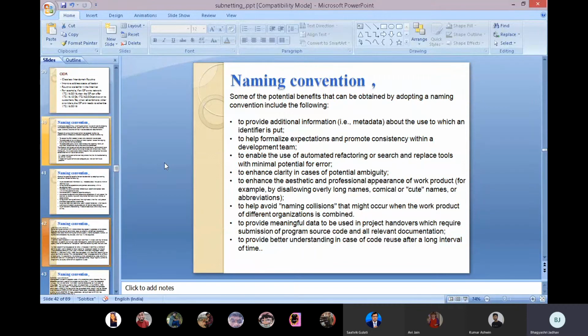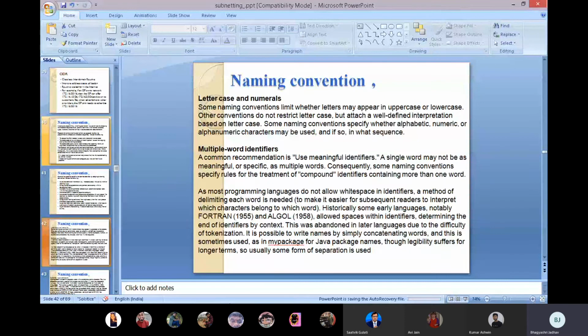Like when we are creating our email, then rules are mentioned there. When we are creating our password, then we give alphanumerical characters: alphabets, numbers, symbols like this. The same, there are a few rules for naming conventions, like letter case and numerals. Some naming conventions limit whether letters may appear in uppercase or lowercase. Other conventions do not restrict letter case, but attach a well-defined interpretation based on letter case. Some naming conventions specify whether alphabetic, numeric, or alphanumeric characters may be used, and if so, in what sequence.